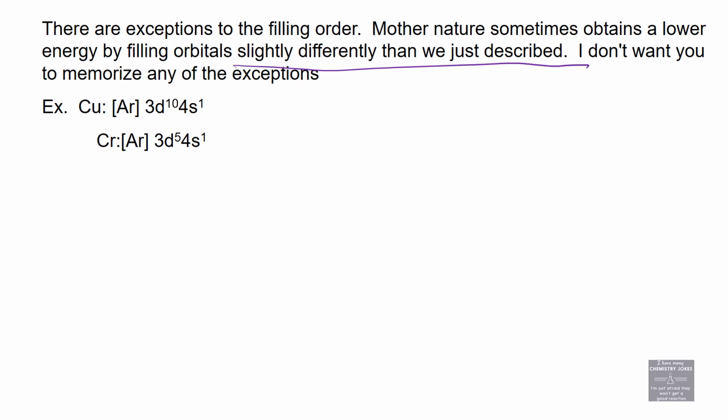So these are called exceptions to the Aufbau principle, and that's what I just described, the Aufbau principle. These exceptions are not things I want you to memorize, but this is an example of an exception. I want you to recognize exceptions and be able to explain why they are exceptions.